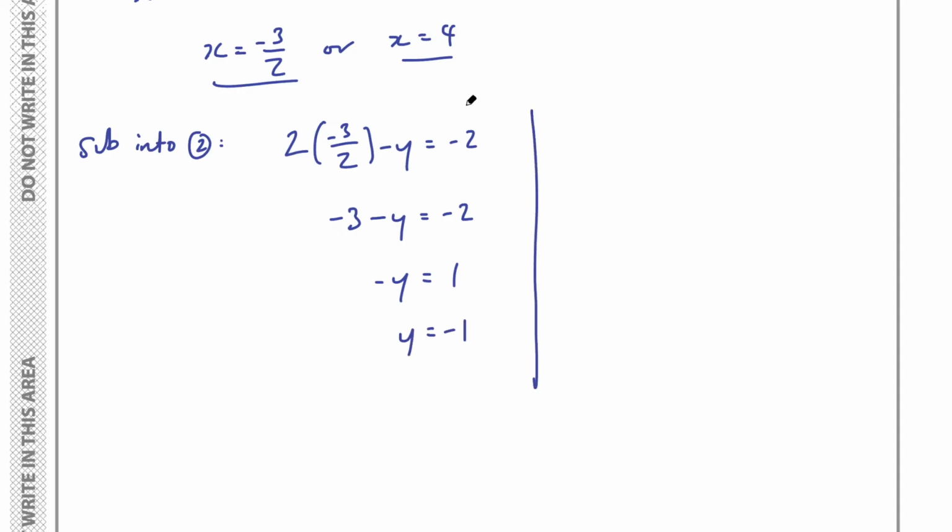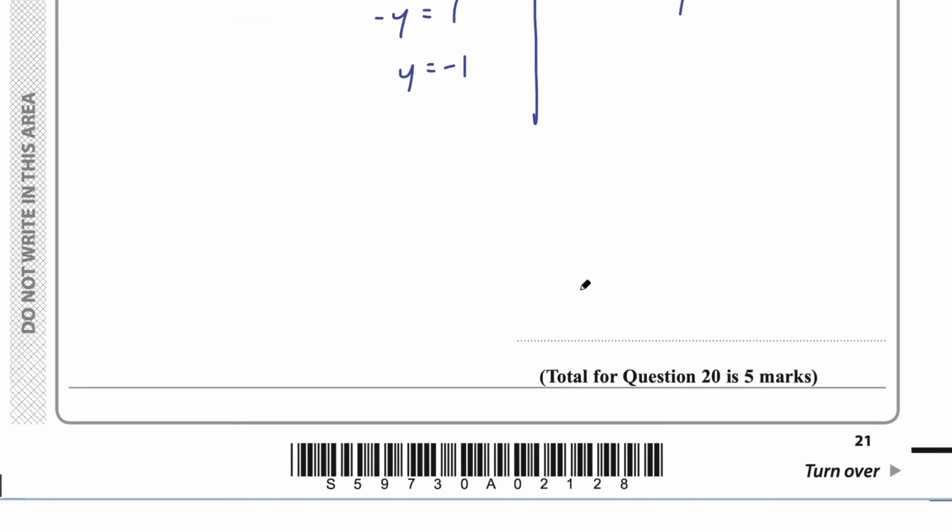Now let's do x equal to 4, so 2 times 4. Take y equals minus 2, so therefore minus y equals minus 2 take 8, which would be minus 10, so therefore y equals 10 if I divide by negative 1. So my solutions there become minus 3 on 2, minus 1, and 4, 10. And that was question 20 for 5 marks.